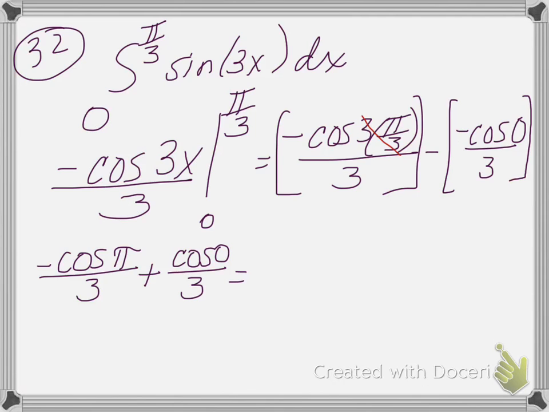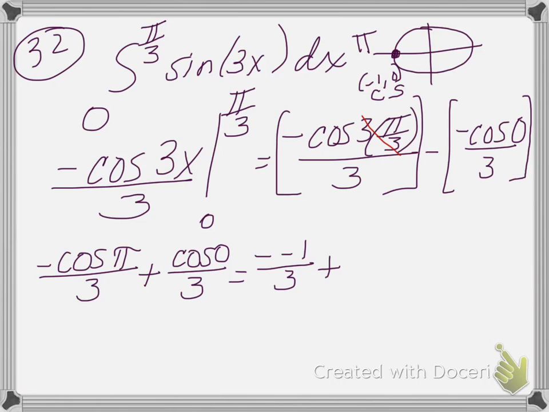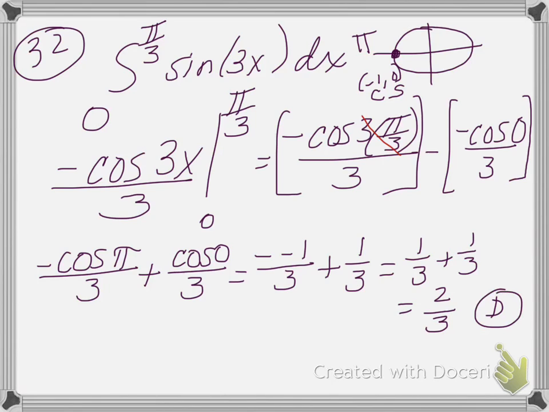Okay, so we're going to solve for cosine of pi first. So it's going to be a negative cosine pi. You could use a calculator, or if you look at the unit circle, pi is over here. That's the point -1, 0, sine and cosine. So you're looking for cosine of pi, so it's -1. And cosine of 0 is 1. So a negative becomes positive. And you should get 2/3, which is choice D. And we have one more to go.